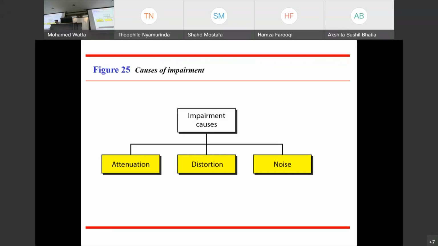Again, any kind of noise. It could be electrical noise, it could be lighting, it could be anything happening around it. We refer to that as noise. Hence we have signal to noise ratio that we'll be talking about.